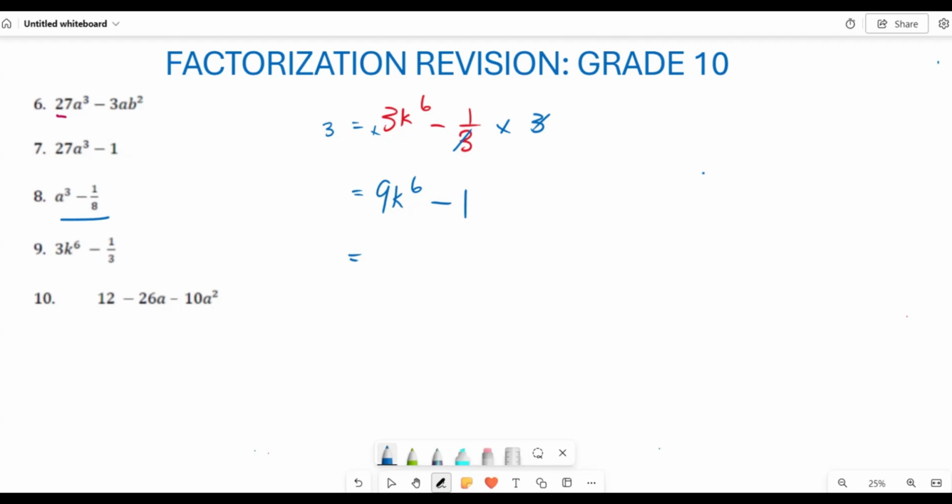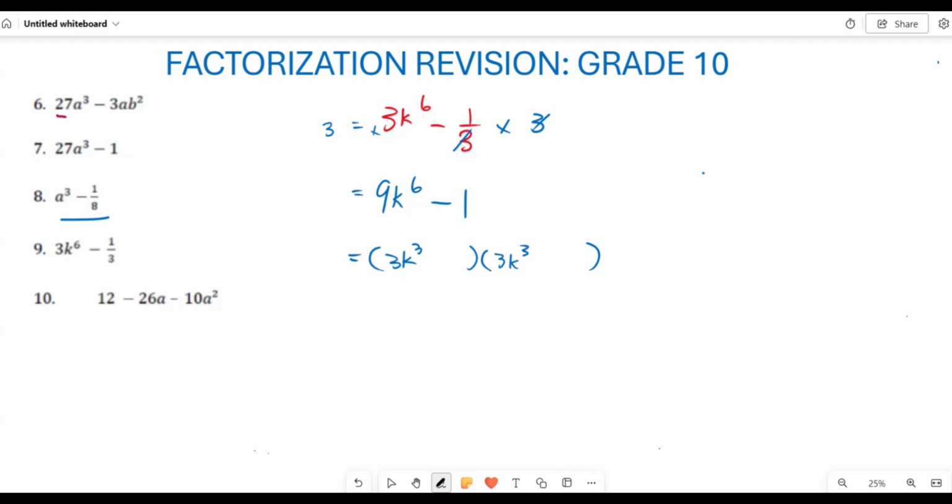Now from here, 9k to the power of 6 and 1 are a difference of 2 squares. So I can open my 2 brackets. This is going to be the same as 3k to the power of 3 in one bracket, and 3k to the power of 3 in the other bracket as well.